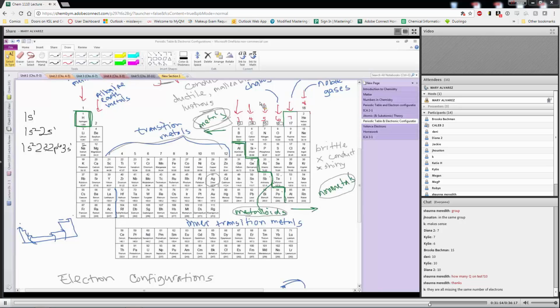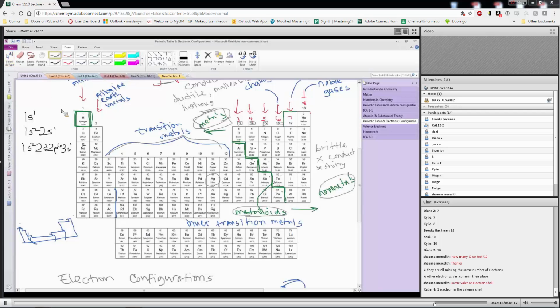What do you mean by they're all missing the same number of electrons? What do they miss? I mean, they have as many electrons as they need to be neutral. I know what you're getting at, but I think you're getting ahead of us a little bit. Okay, Shauna says valence. So you're using words we haven't introduced yet, but that's okay.